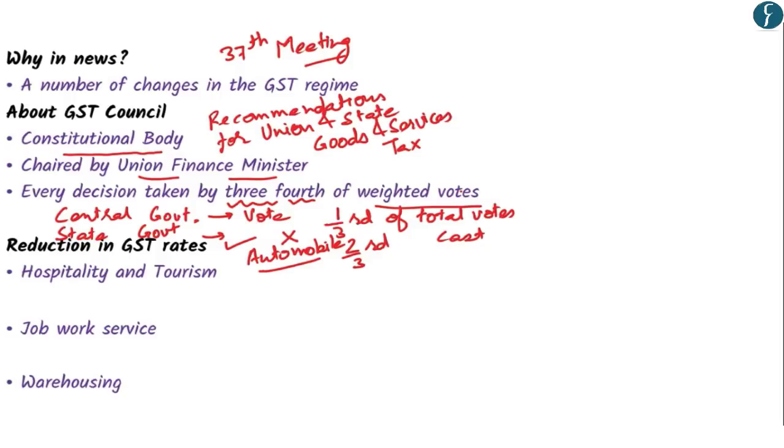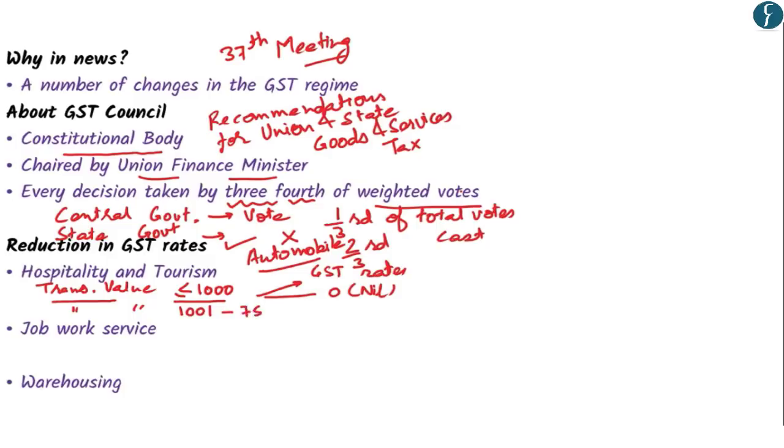First and foremost, hospitality and tourism. The GST rates on hotel accommodation are reduced: for all transaction values less than or equal to 1000, the GST rate is 0 or nil. For transaction values from 1001 to 7500 rupees, the GST rate will be 12%. And for more than 7,500, the GST rate would be 18%. The GST on outside catering is reduced from 18% to 5%, but without the input tax credit.